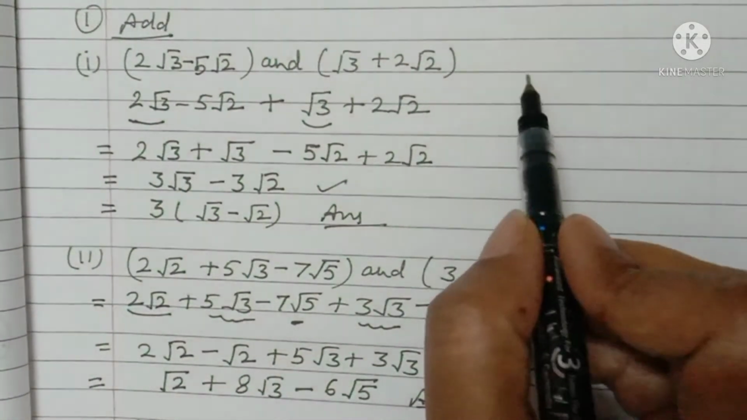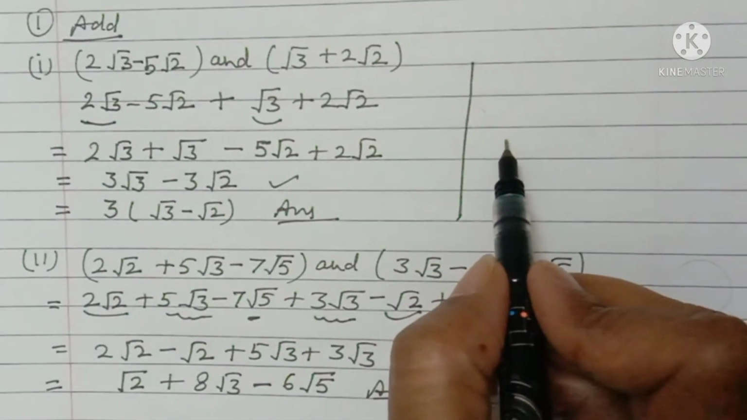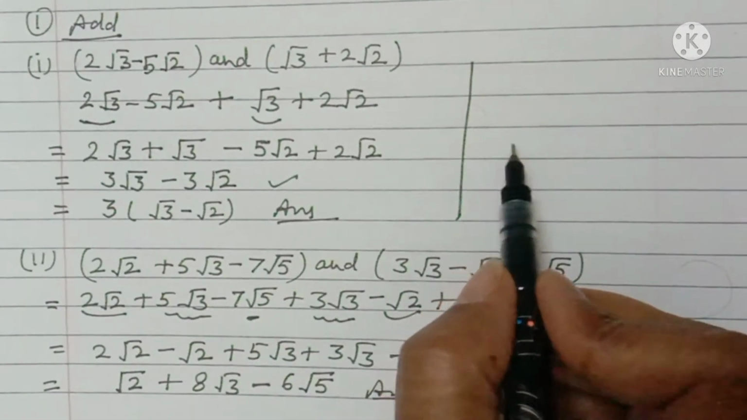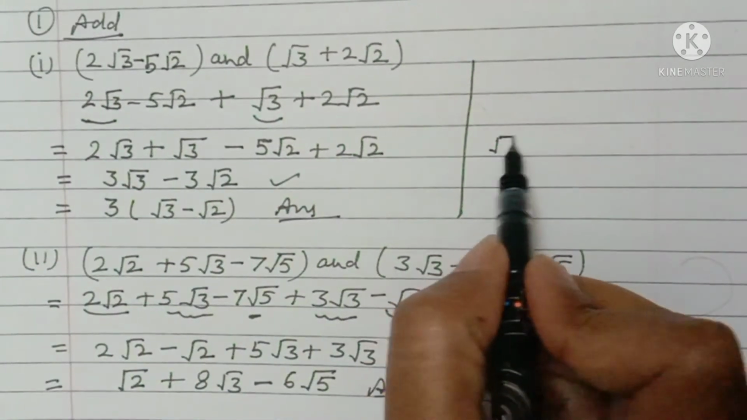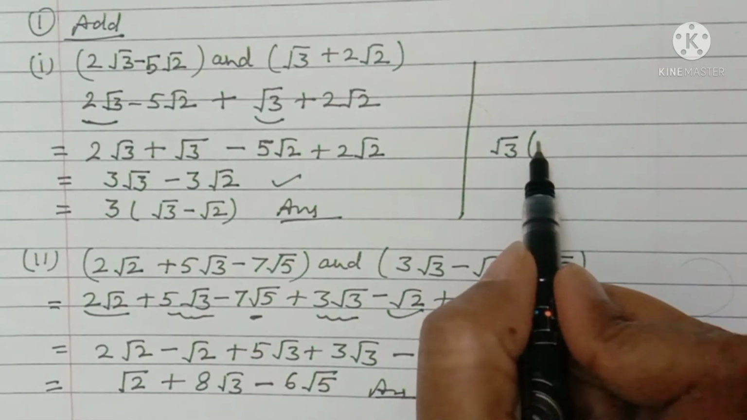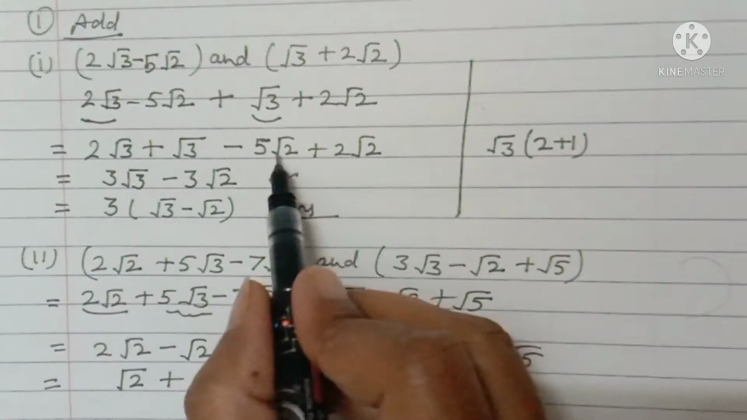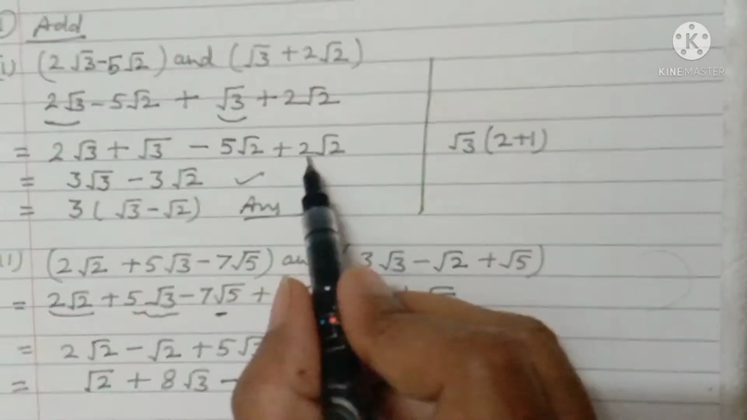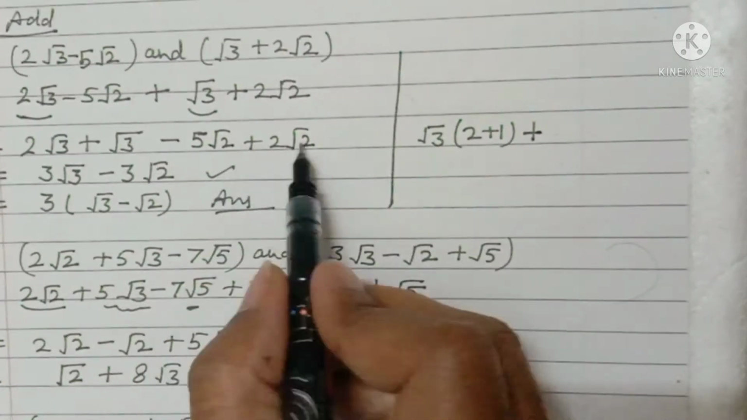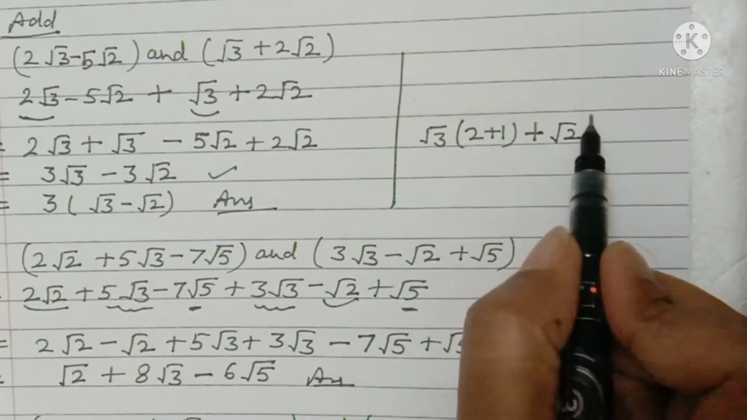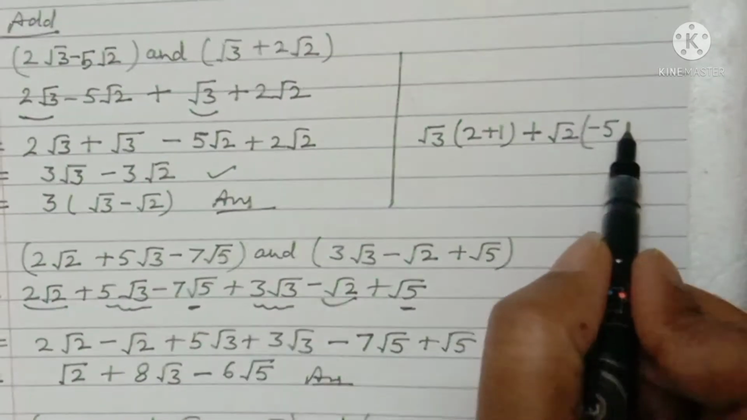Students, you can solve like this. You can take the same number common. In this step, you can take under root 3 common. Under root 3 is common, so you will get 2 plus 1 in the bracket. Now in these two numbers, you can take under root 2 common, so you will get minus 5 and plus 2.